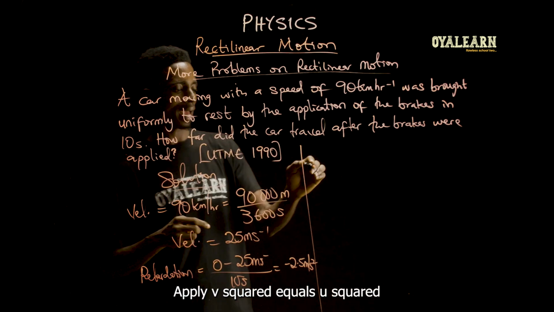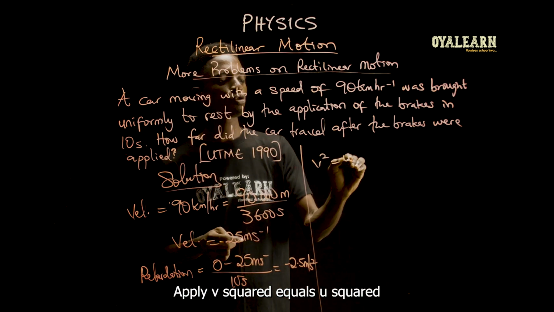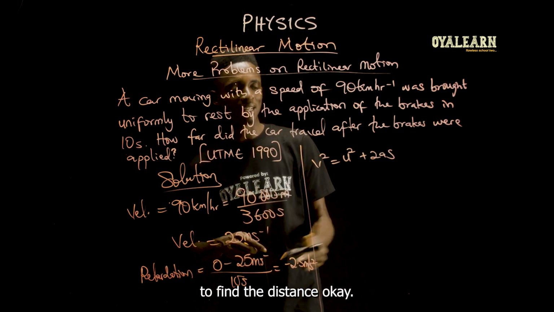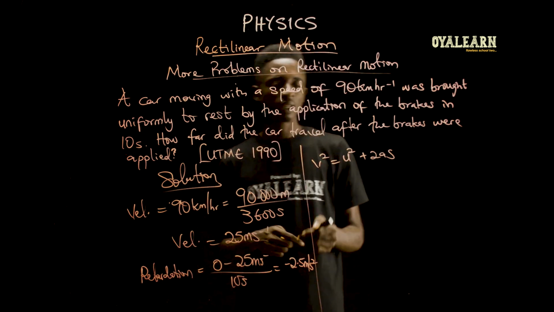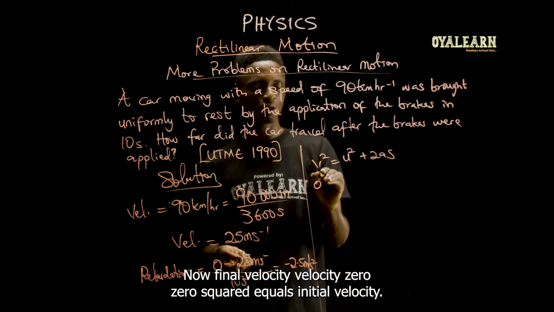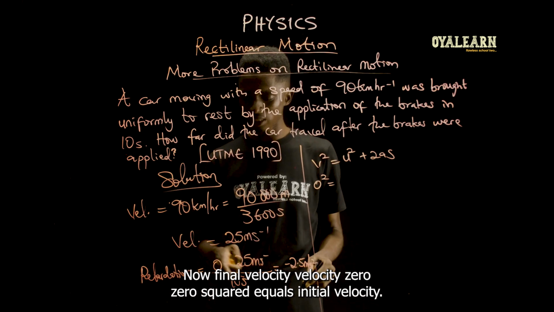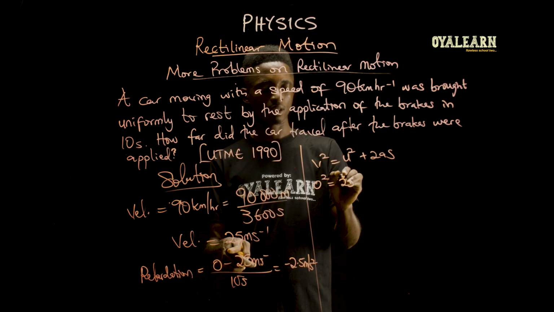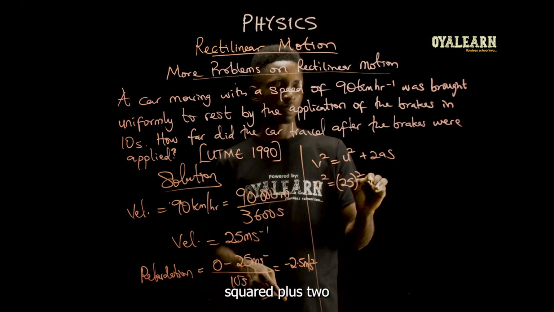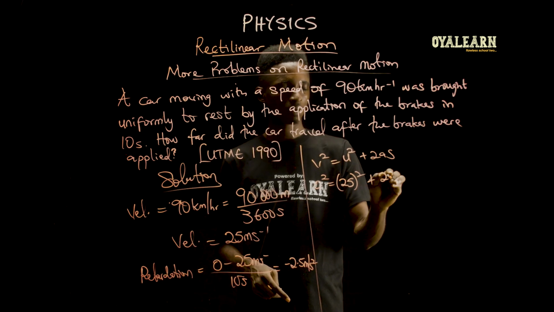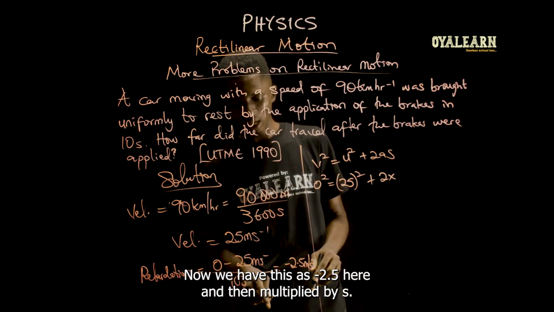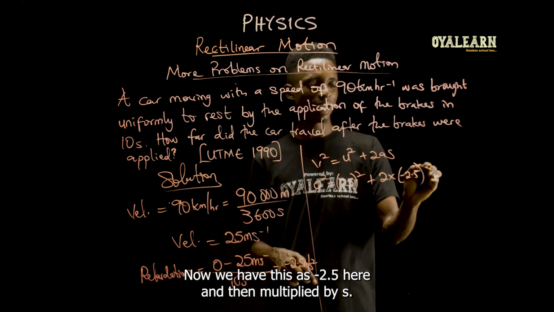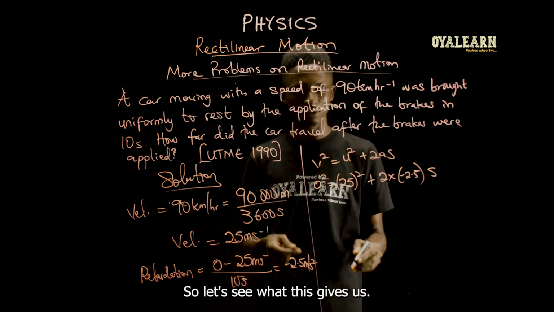Now we can apply v squared equals u squared plus 2as in order to find the distance. Final velocity is 0, so 0 squared equals initial velocity, which is 25, squared, plus 2 multiplied by negative 2.5, and then multiplied by s. So let's see what this gives us.